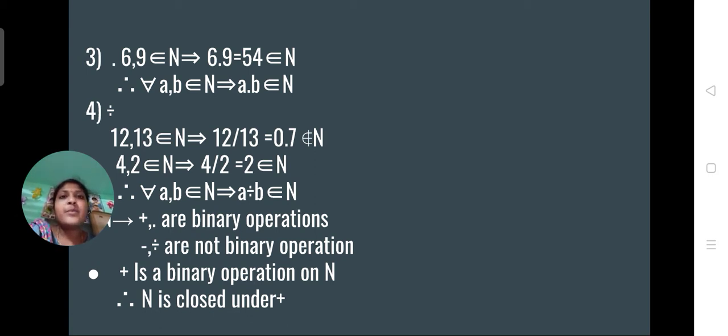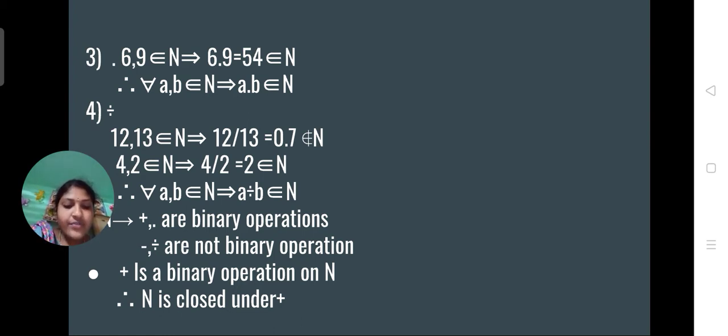Another example is 4 and 2. These two are natural numbers. Then 4 by 2 is equal to 2, so this belongs to N. So here, for some elements we get a natural number, but for 12 by 13 the result does not belong to N. Therefore, division is not a binary operation.